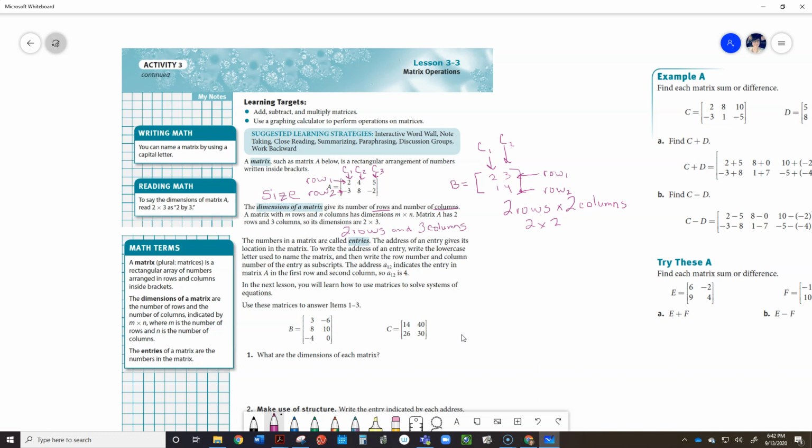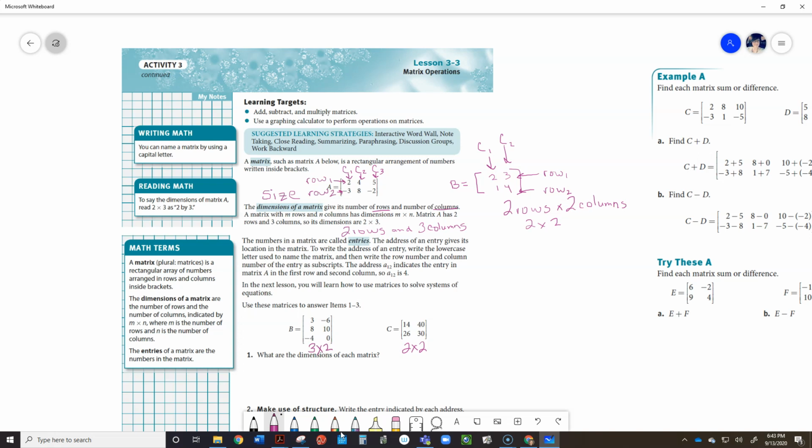Go ahead and pause the video and see if you can answer what size their matrix B is and their matrix C. And then when you unpause it, I will give you the answer. Okay. Matrix B is a 3 by 2. Matrix C is a 2 by 2. So those are the dimensions of the matrix.